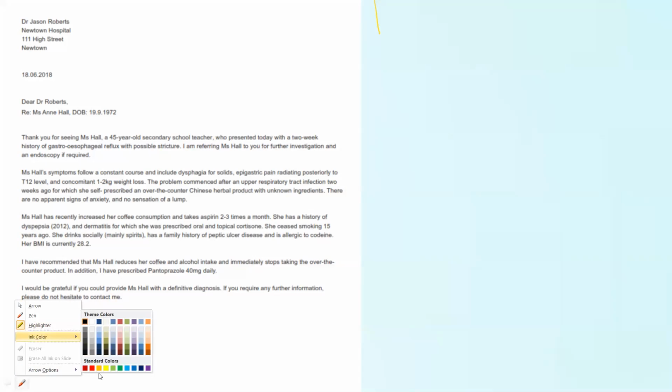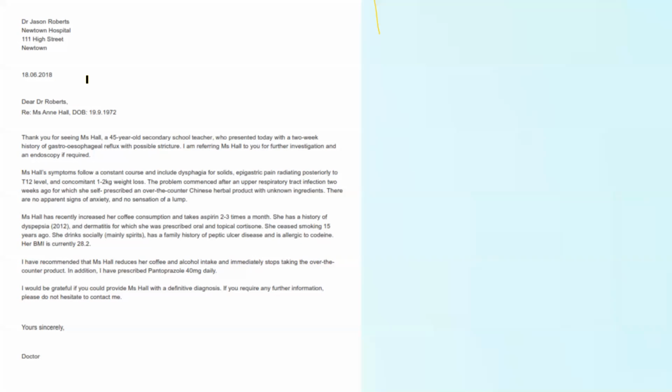Let's go for the official OET sample already written by the administration itself. Let's start reviewing the mentioned data here. This is the name of the recipient, Dr. Jason Roberts. And this is the name of the hospital. And this is the address. And after that, blank line, then the date, then blank line, then salutation.